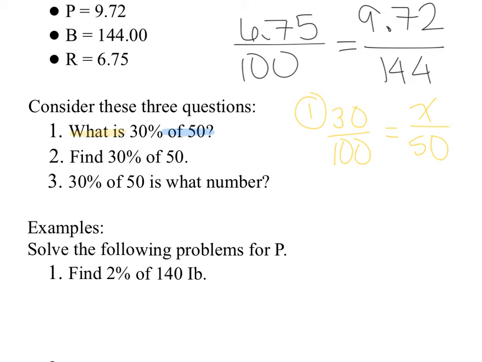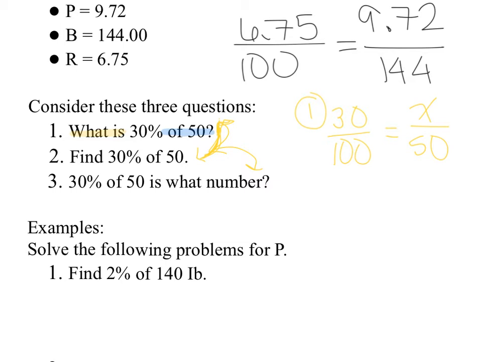Another way to look at it is find 30% of 50. These two questions right here mean the same thing. They're just worded a little bit different. Another way to write this would be 30% of 50 is what number? All three of these questions mean the same thing. They're just written different ways. So they're all asking you for that P or the part, finding that missing part.